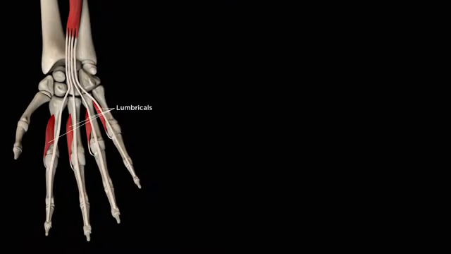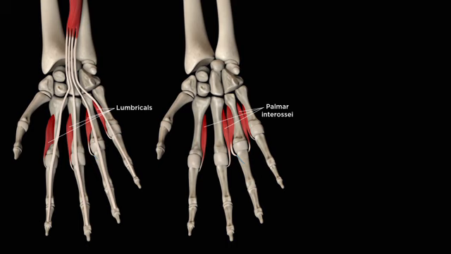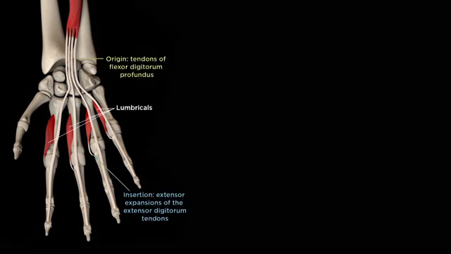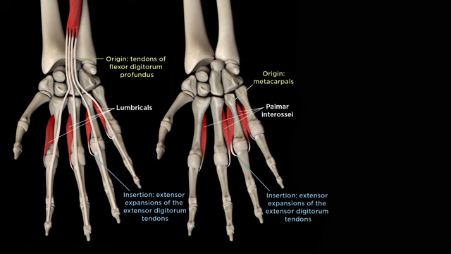Since they have common actions related to those tendons, let's discuss the three remaining muscles, or really sets of muscles, in the mid-palmar region. These are the lumbricals, the palmar interossei, and the dorsal interossei. Now, the four lumbricals originate on the tendons of flexor digitorum profundus, and they insert on the lateral side of the extensor expansions of the extensor digitorum tendons.